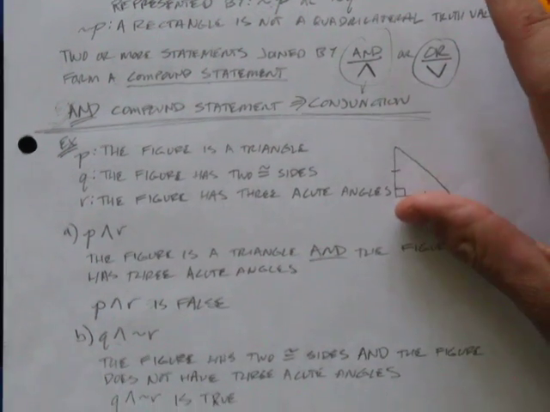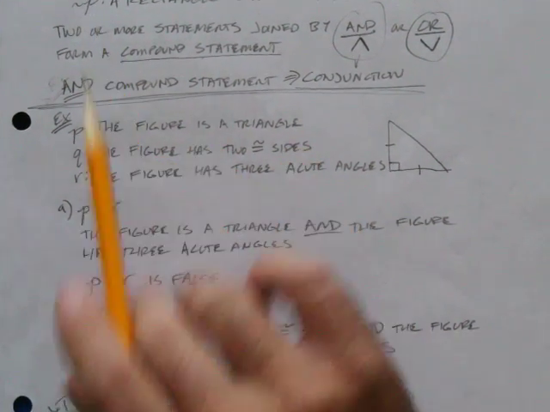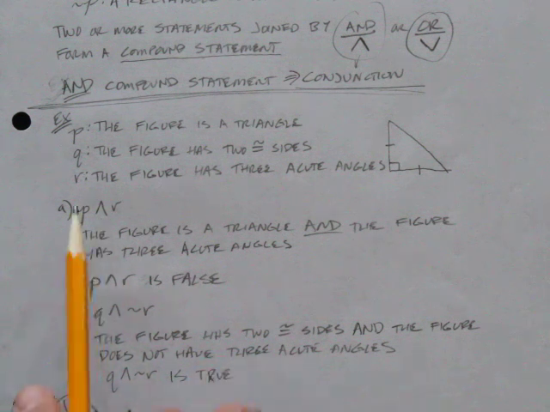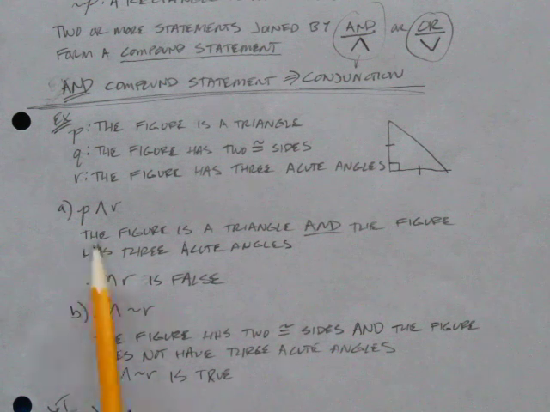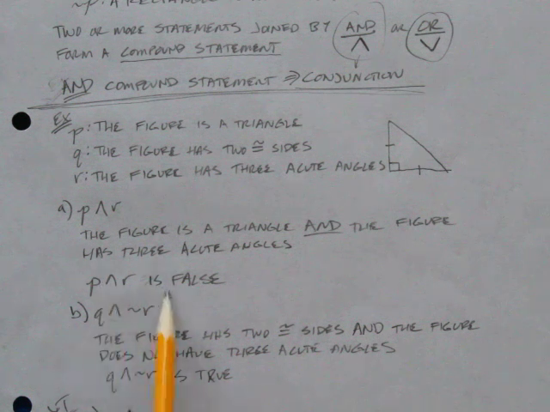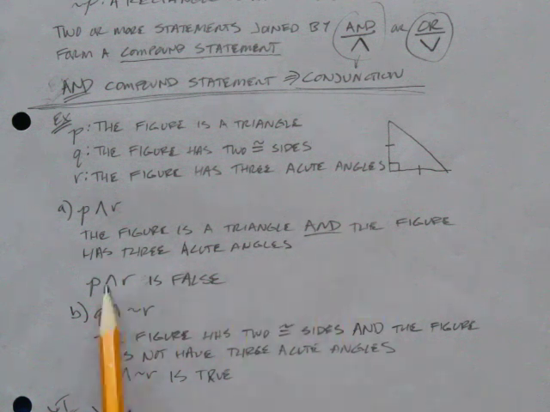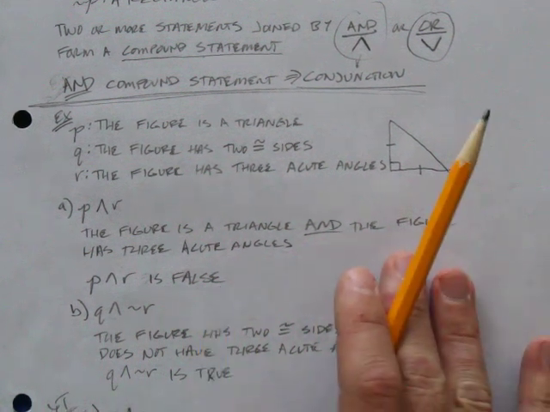Now let's look at what we're doing here. We're going to do some truth statements here, and we're going to make compound statements. So P and R. Remember, if it's up like this, it's and. So P, the figure is a triangle, and the figure has three acute angles. This is a false statement. The first part is true, but the second part is false, and since it's an and statement, the whole thing is false.